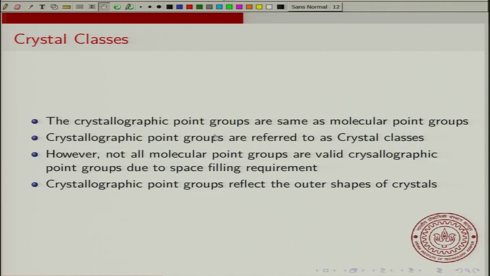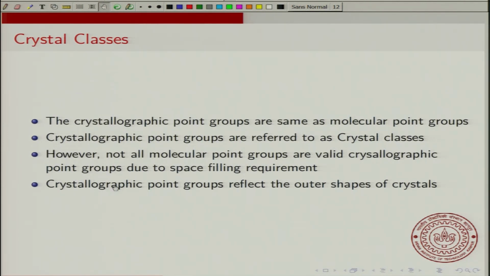And so crystallographic point groups are basically shapes of crystals, okay. Now not all molecular point groups are valid crystallographic point groups, because only those shapes that satisfy the space filling requirement are valid crystallographic point groups. So what I mean to say is that the number of crystallographic point groups is much smaller than the number of molecular point groups.